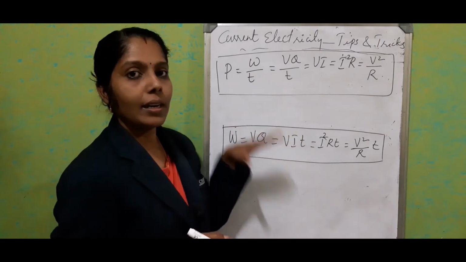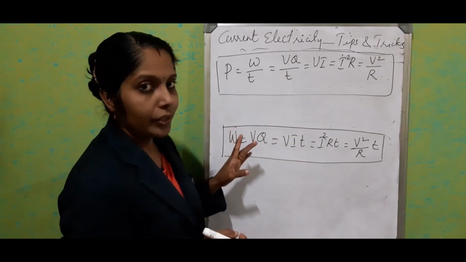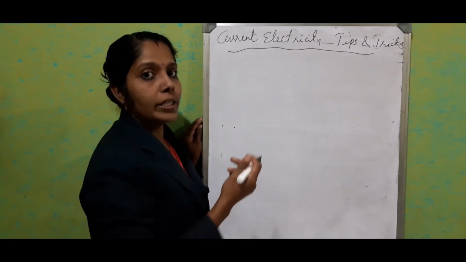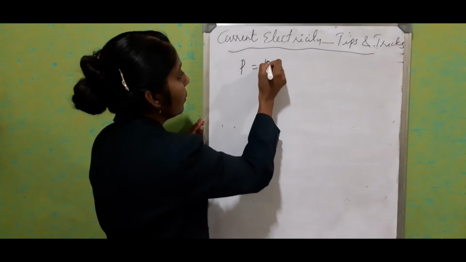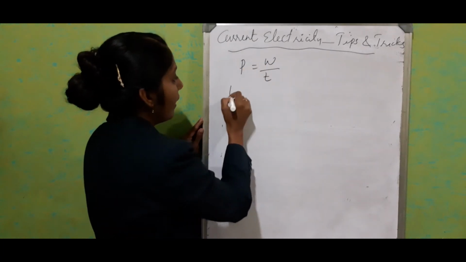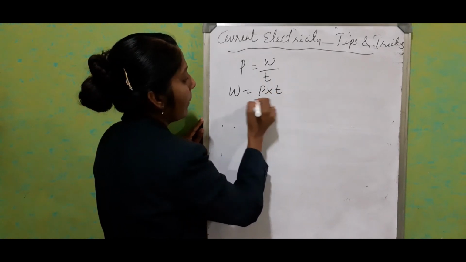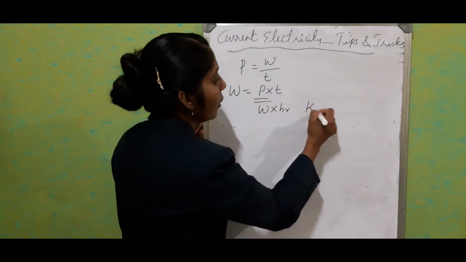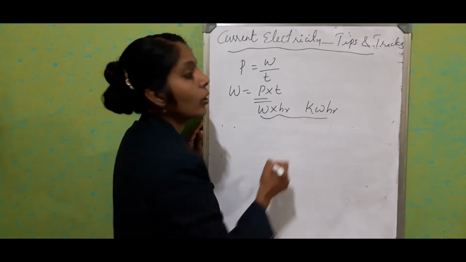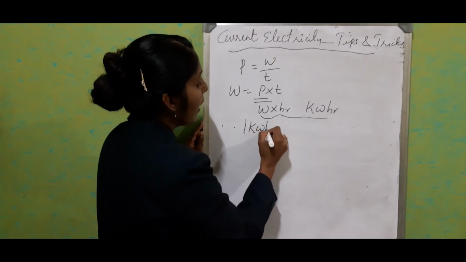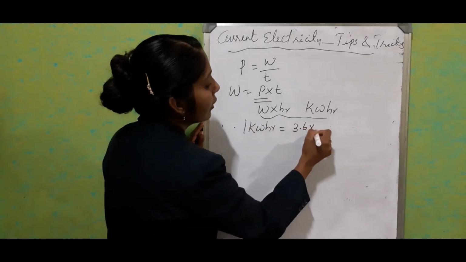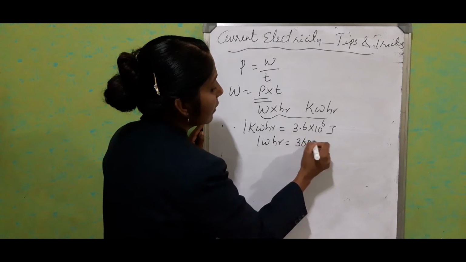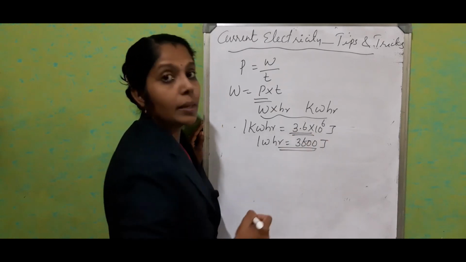So easily you can remember the equations related with energy, that is work done is equal to energy, and power. Can we find out the commercial unit of power? Power is equal to work done by T, or energy is equal to power into time. Power should be in watt and time in hour, giving watt hour or kilowatt hour. That will give the commercial unit. So 1 kilowatt hour is equal to 3.6 into 10 to the power 6 joule, or 1 watt hour is equal to 3600 joule. Keep these values in your mind.